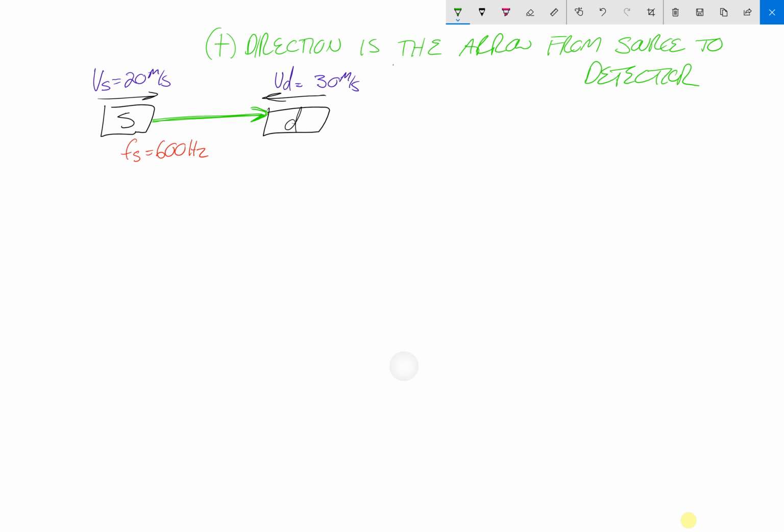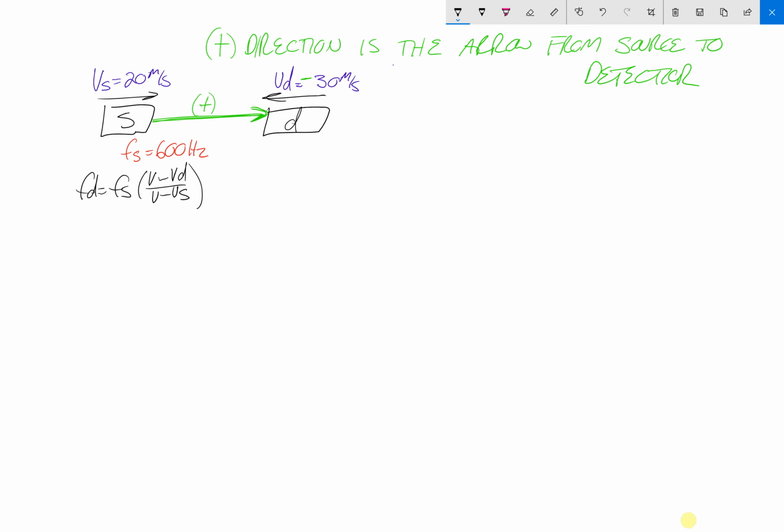So in this case, because this arrow points right, right is the positive direction, meaning that the detector is moving left, or the negative direction. Once you've done that, it's just a matter of subbing numbers into an expression. We have f detected equals f source, times V minus VD over V minus VS.